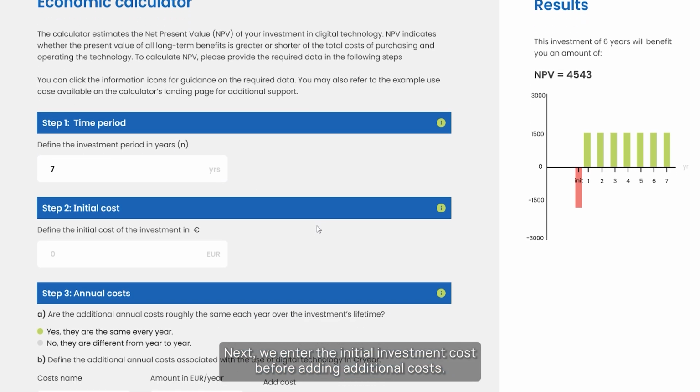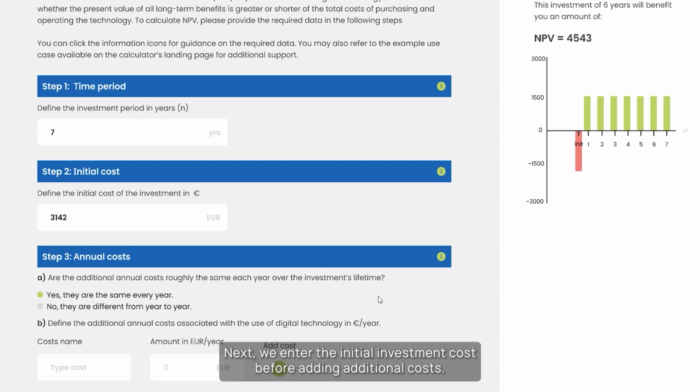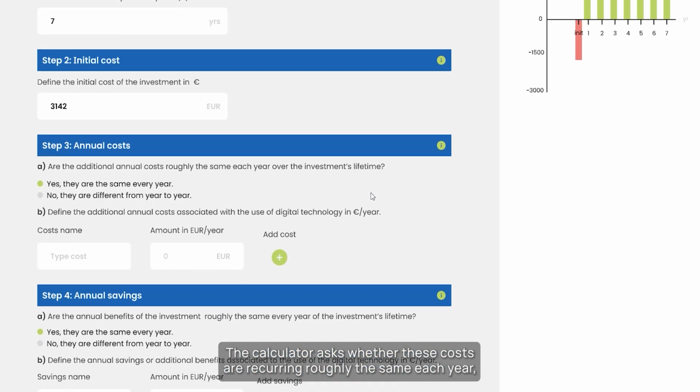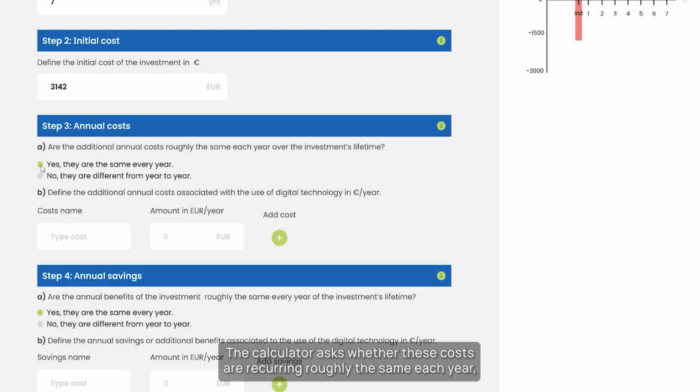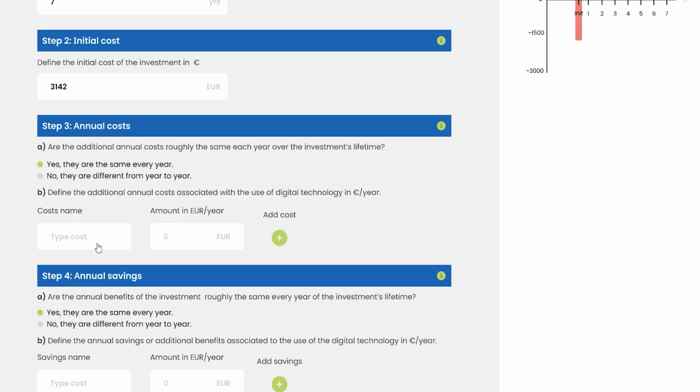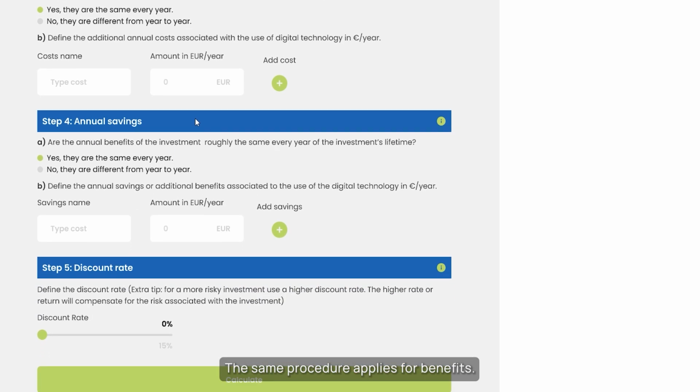Next, we enter the initial investment cost. Before adding additional costs, the calculator asks whether these costs are recurring, roughly the same each year, or if they vary over the defined time period. In our case, the annual additional costs are zero and this is the same every year. The same procedure applies for benefits.